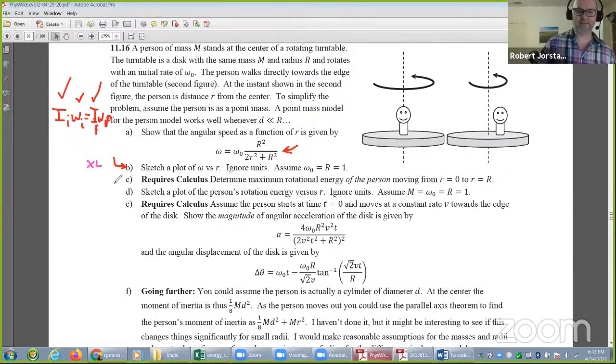How about part C? Any ideas how we might approach part C? I got stuck there. Okay, anybody want to throw out an idea on what you might do? We're trying to figure out the maximum rotational energy of the person moving outwards. What do you think?